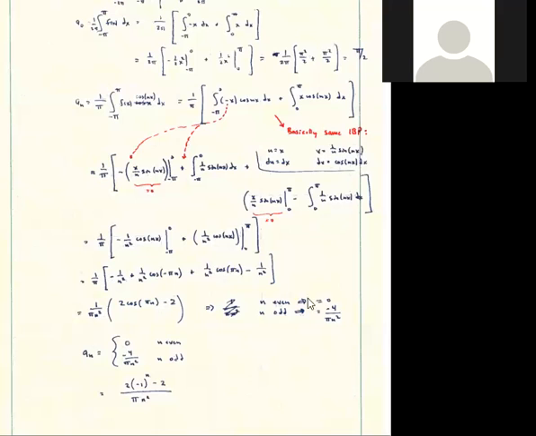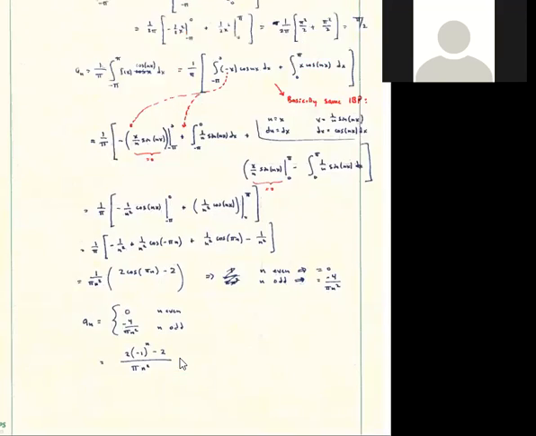When n is even, that's 0. When n is odd, I get negative 4 over n squared. So you can write it this way, or you can get clever and write it this way. Because cosine of n pi kind of acts like negative 1 to the n. It's kind of the idea. All right. So that's the second example.